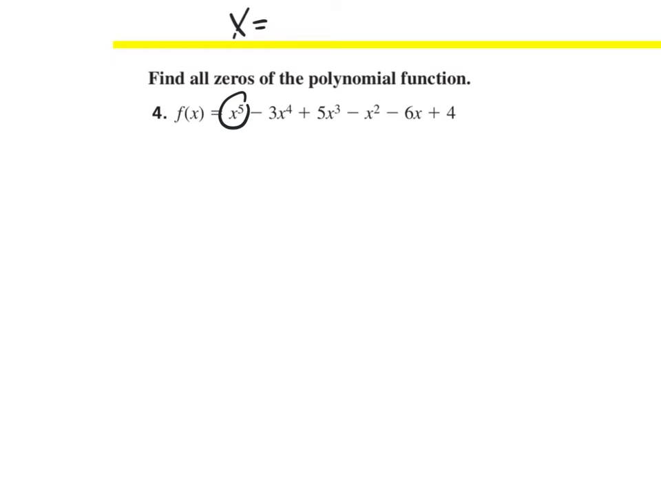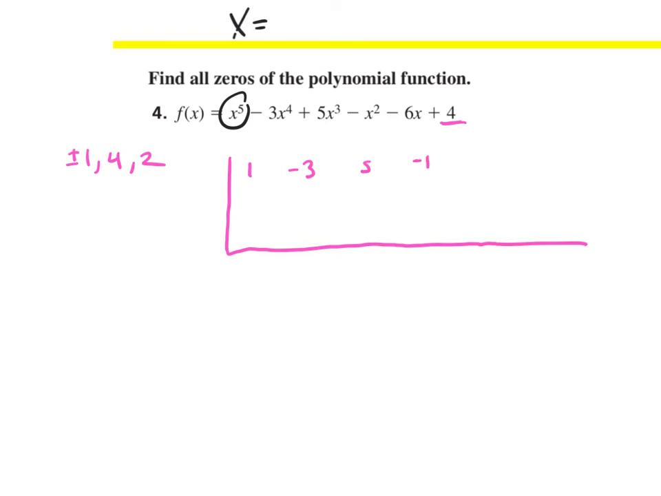How do we factor? P over Q. What are our factors of 4? 1, 4, and 2. What's going to go inside the box? Okay, 1, negative 3, 5, negative 1, negative 6, and 4. Good job. So all of our coefficients up here go inside the box.